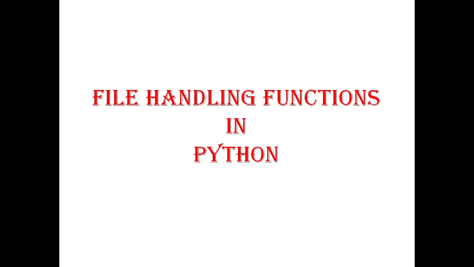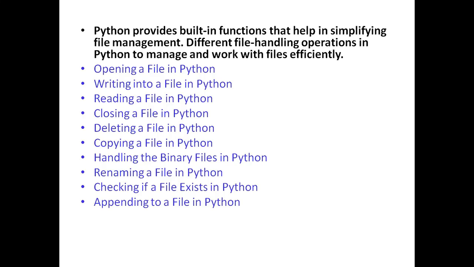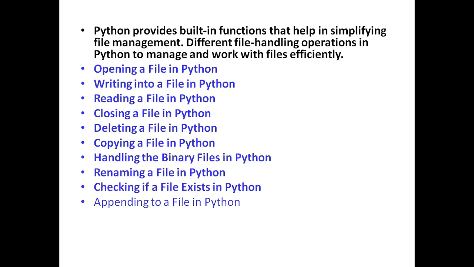Here we will see file handling functions in Python. Python provides built-in functions that help in simplifying file management. Different file handling operations in Python that are used to manage and work with files efficiently are opening a file, writing into a file, reading a file, closing a file, deleting and copying a file, handling the binary files, rename the file, check if the file exists, and append to an existing file.